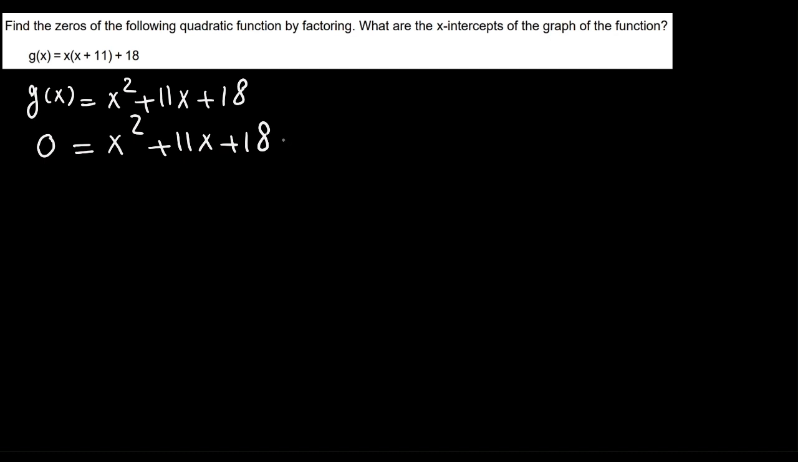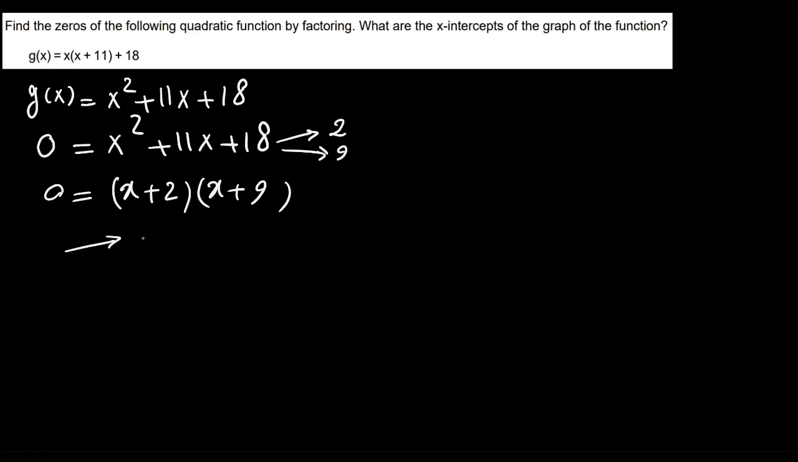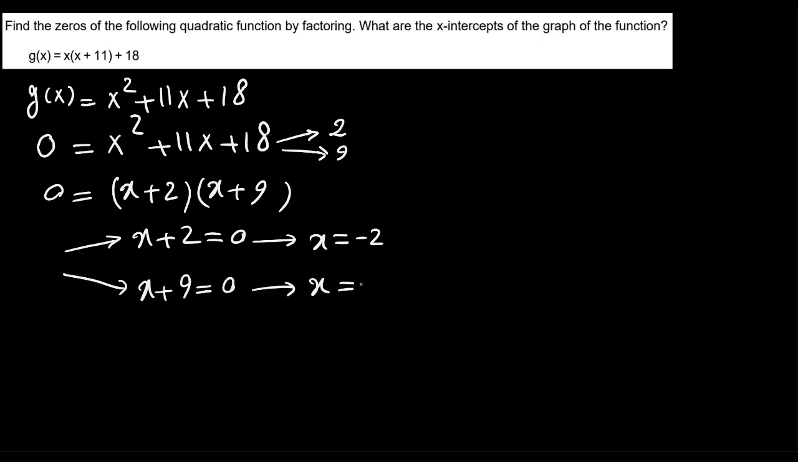Those values, as I said, are positive 2 and positive 9. So I can write it as x plus 2 times x plus 9 is 0. It means x plus 2 is 0 and x is negative 2, or x plus 9 is 0, and x is negative 9. Now, these two constants are x-intercepts, or real zeros for this function.